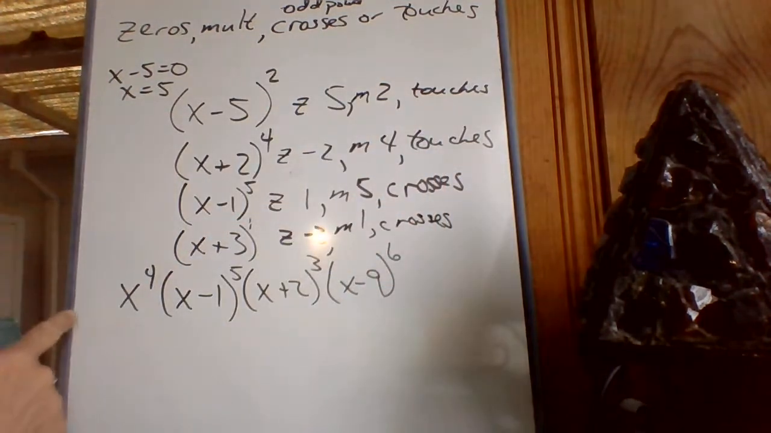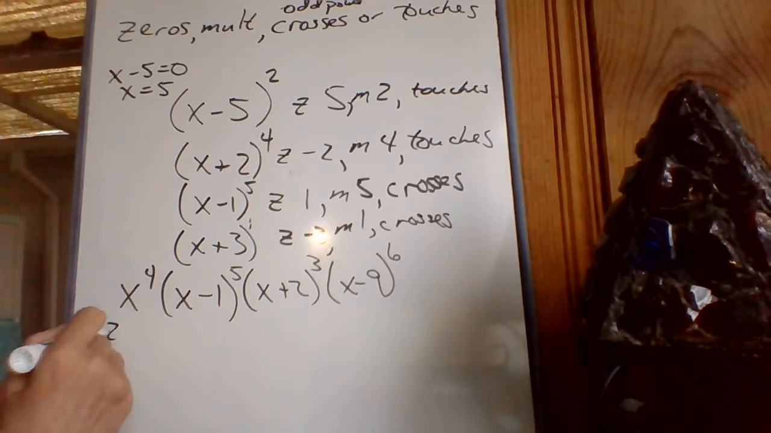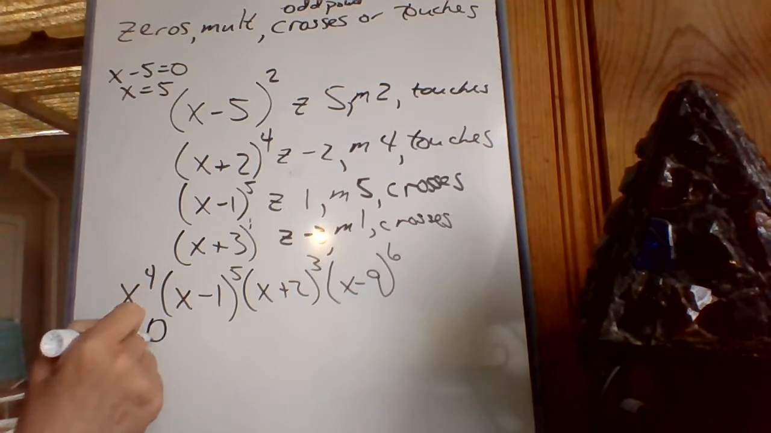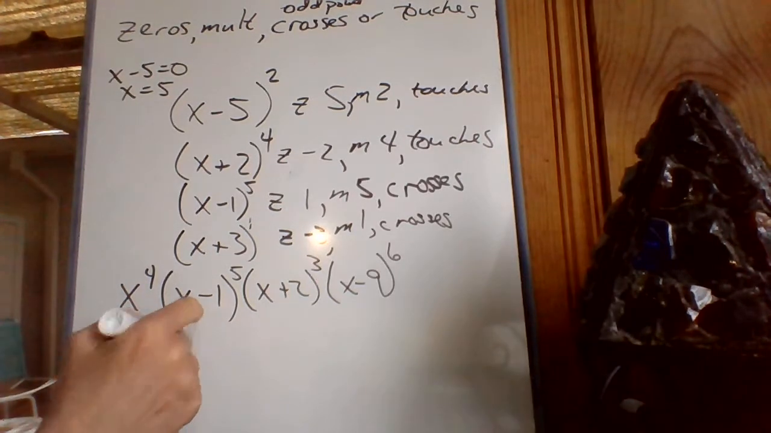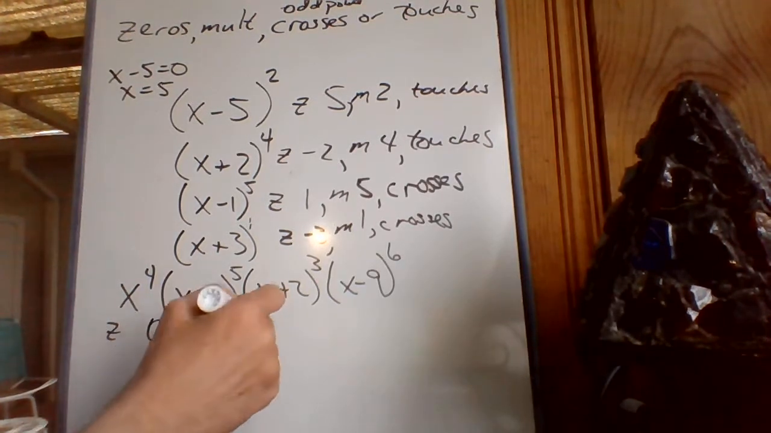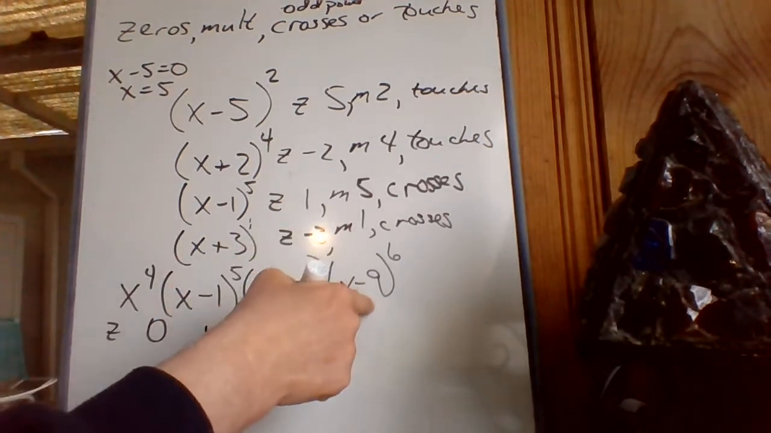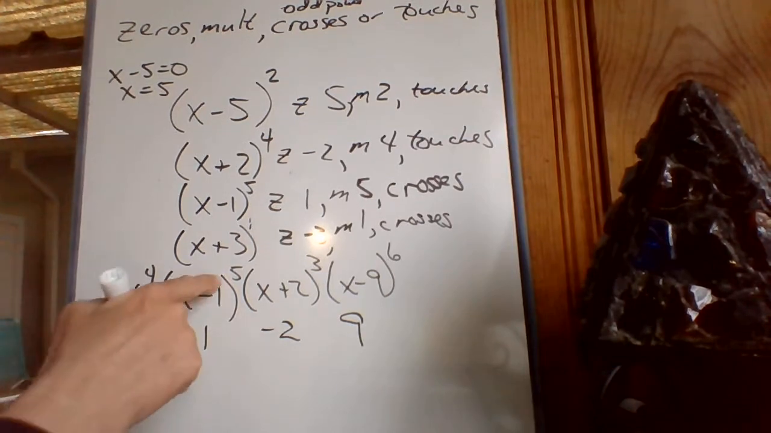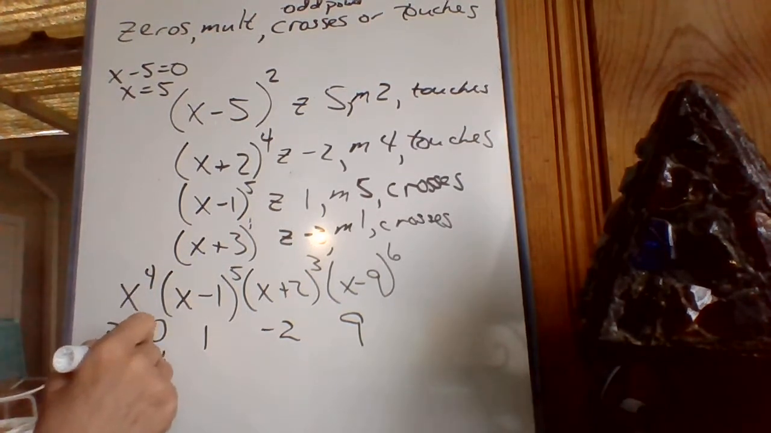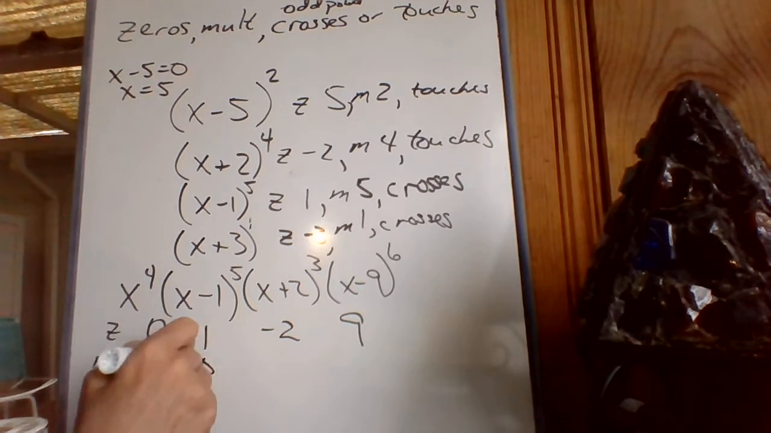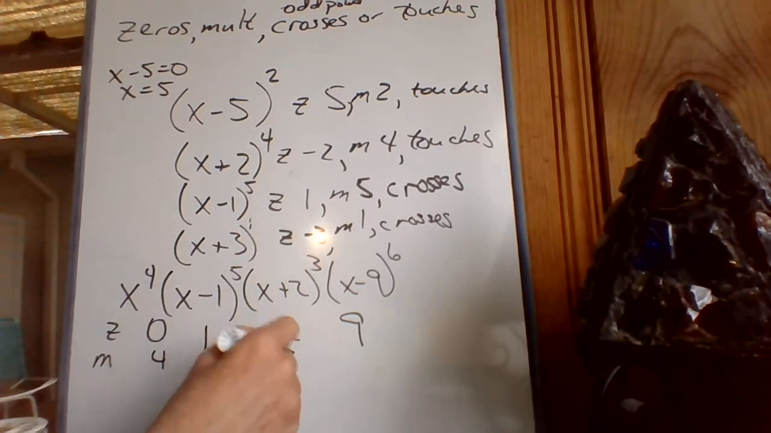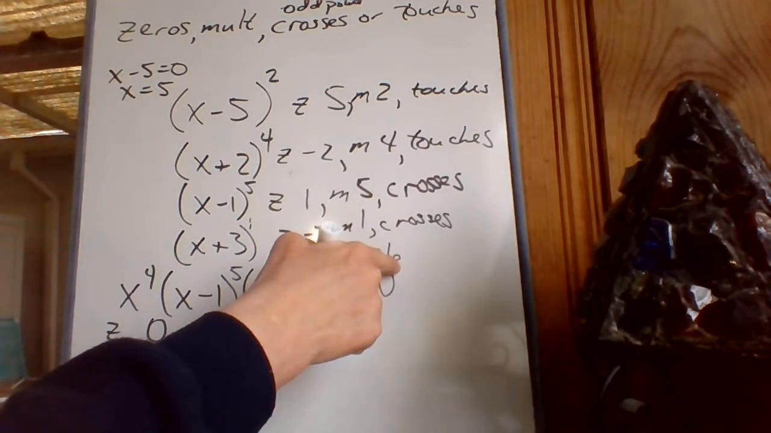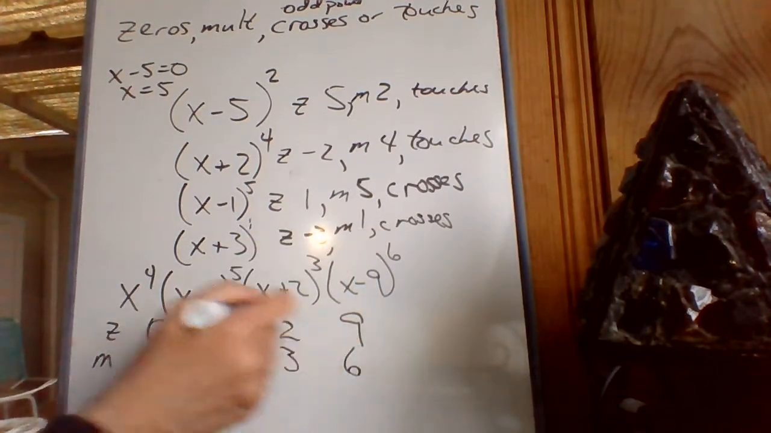Okay, so here's a more complicated problem. It's got a bunch of different factors, so it's got a bunch of different zeros. That would be x equals 0. It's got another zero at 1, another zero at negative 2, and another zero at 9. And the multiplicity on those is, that's multiplicity 4, that one was 5, that one was 3, and that one is 6.